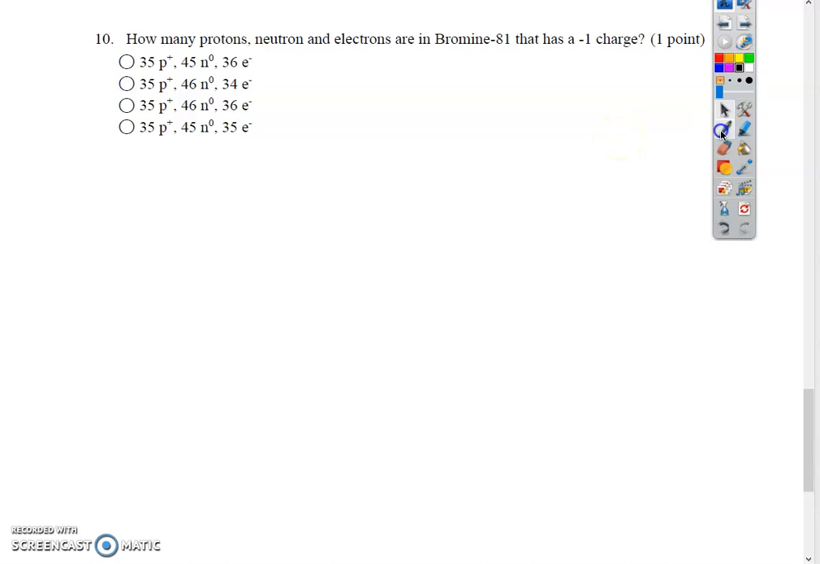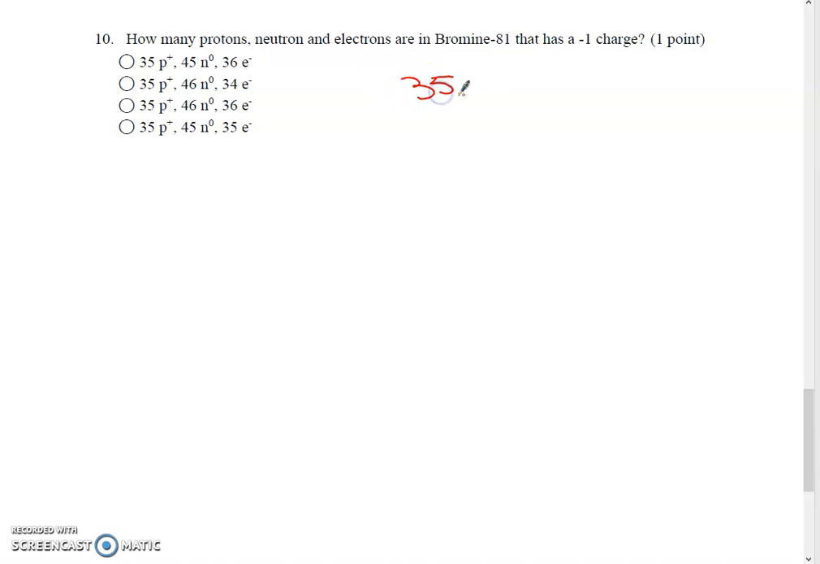All right, a little bit about atoms. How many protons, neutrons, and electrons are in bromine-81? That has a -1 charge. Bromine, off of the periodic table, it has an atomic number of 35. So that means 35 protons, which all of these examples have. Now, the mass number 81, what happens is the protons and neutrons add up to the mass number, which is 81. So for neutrons then, that would be 46. So that means that one's out, and that option is out.